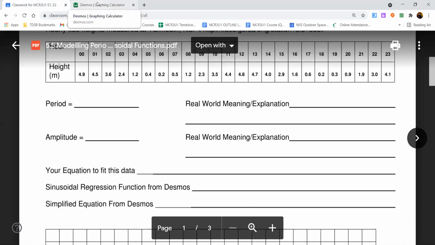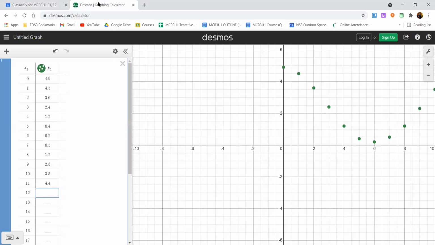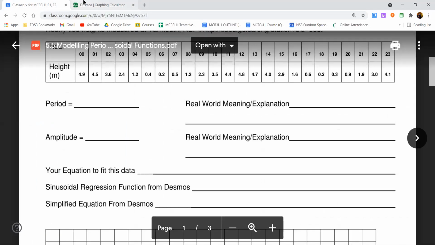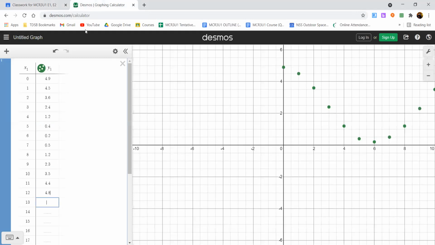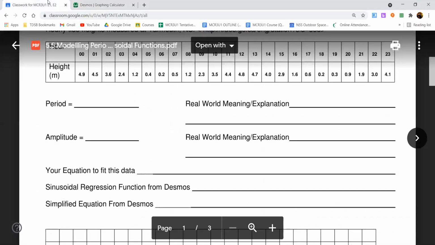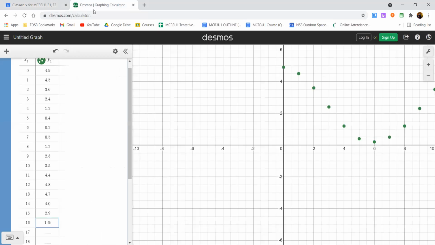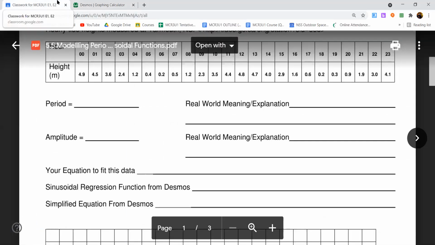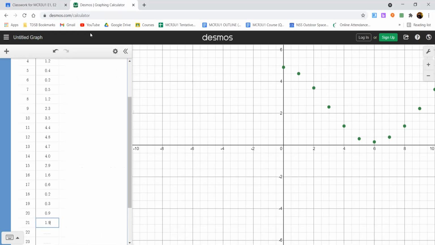Continuing to enter the values from the handout. If you see an error, please let me know. I think I got it.